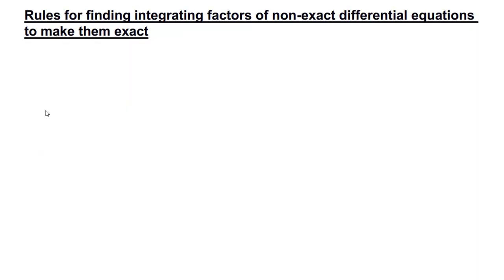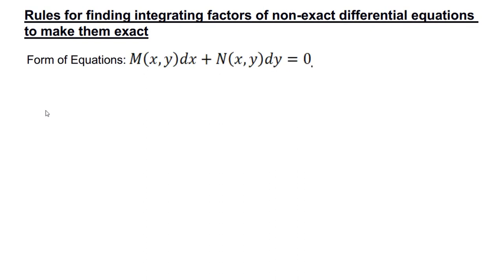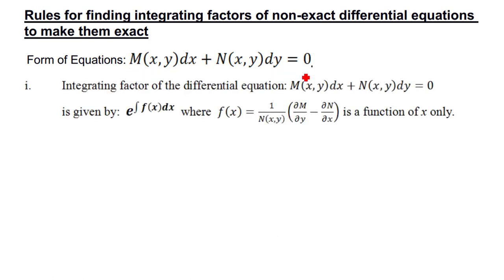These are the rules that you are going to use to find the integrating factor for a non-exact differential equation if you want to make it exact. The first rule is to form the equation, meaning arrange the equation in this format. When your equation is in this format, the integrating factor of the differential equation is given by this. Now, how do we find f(x)? So f(x) is just given by 1 over N. Our N is just this part. So you say 1 divided by N, and then you multiply with dM/dy minus dN/dx.